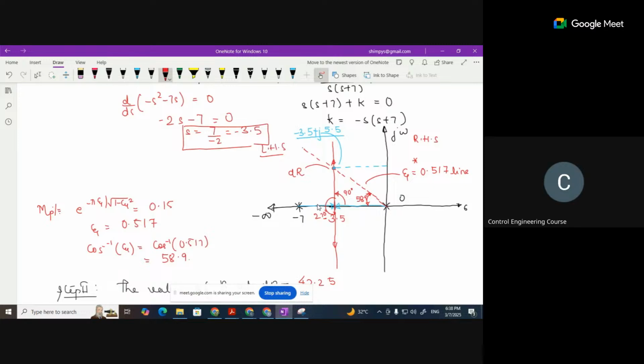And if you're taking negative, what does it mean? Clockwise rotation. That means your branch is going downwards.